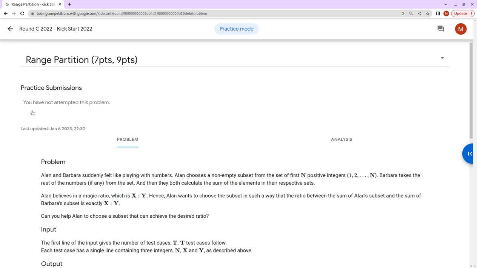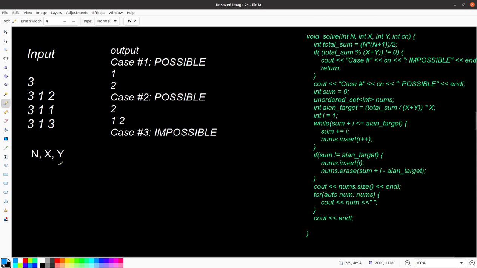Hi, this is Google Kickstart question Range Partition. This is the second question from round C. You are given three integers n, x and y. N represents the numbers from 1 to n.